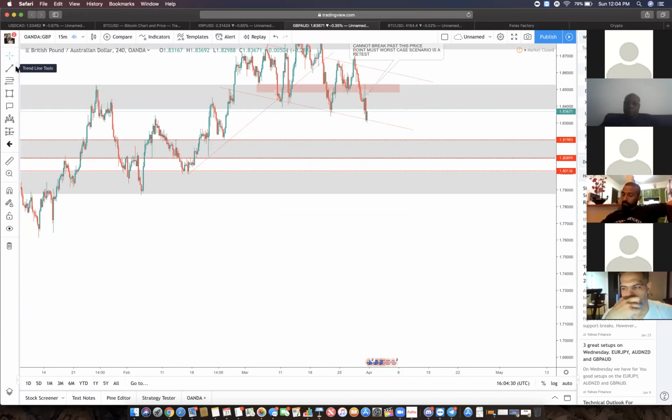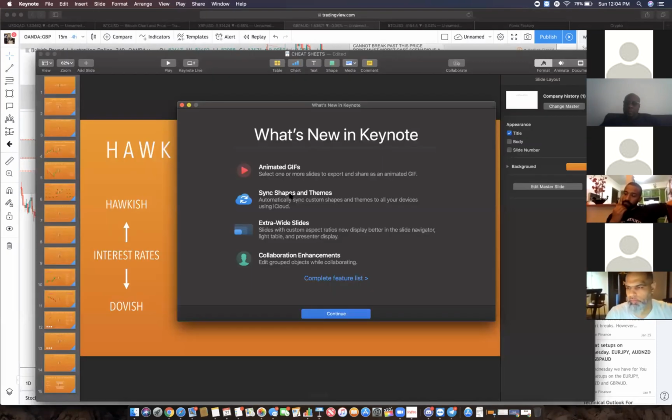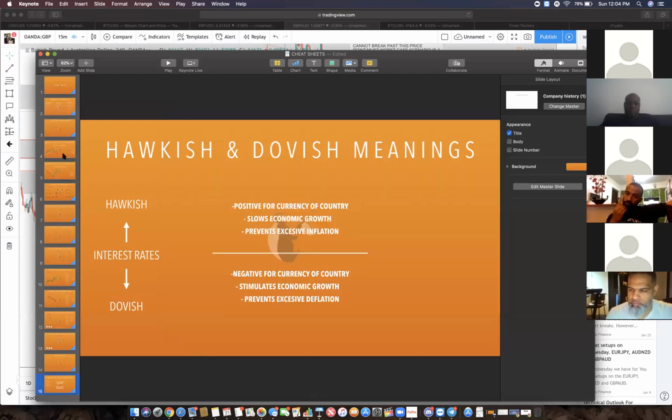But one of the key things that I look for is the breakout of a structure, breakout of a trend. And one of the things I teach is the difference between a breakout and a fake out.